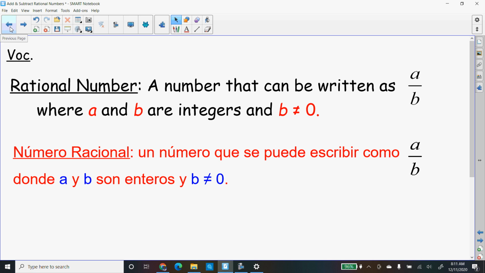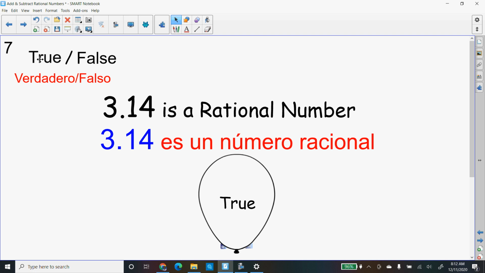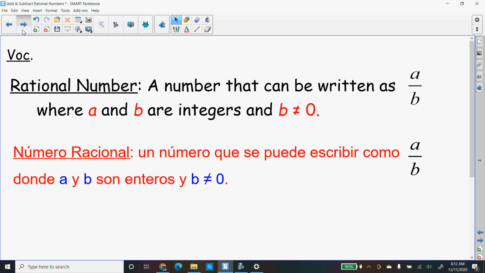So let me go back. Is this going to be a fraction? Well, 3 is a whole number. 14 hundredths would be also a fraction. So I'm going to say yes, true. And true is correct. So that was a rational number.